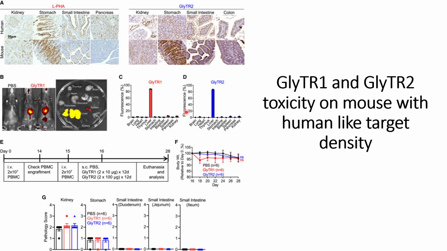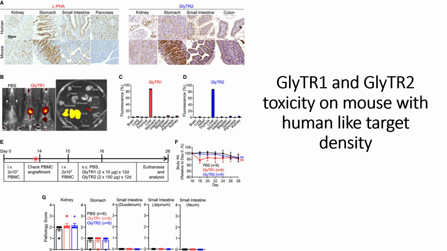Quantifications are shown in panels C and D, where we can see that except for the liver, the amount of the GlyTR1 and GlyTR2 CAR-T is very low in the other organs. So once validating that it is not accumulated within the body, next they wanted to check with this human-like target density.